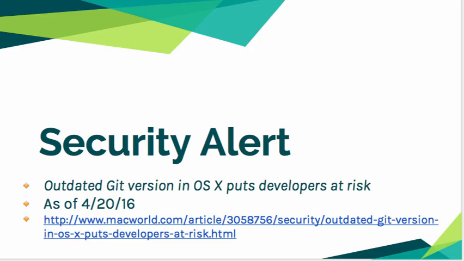And before we sign off here, I wanted to mention a security alert that came to my attention this morning. Basically, there's an outdated Git version on OS X that puts developers at risk. That's as of today, which is April 20th, 2016. You can find out more information about this particular vulnerability at macworld.com. Just take a look at it before you decide to upgrade anything. Apparently Xcode, if you load it to your Mac, is going to have a version that is insecure, that's got some holes in it. And right now, we have to wait for Apple to patch it.